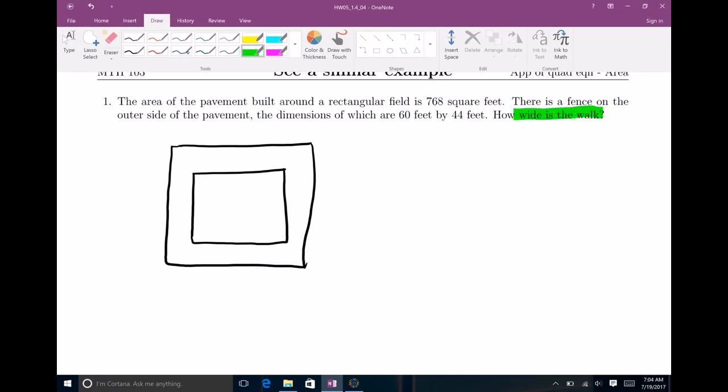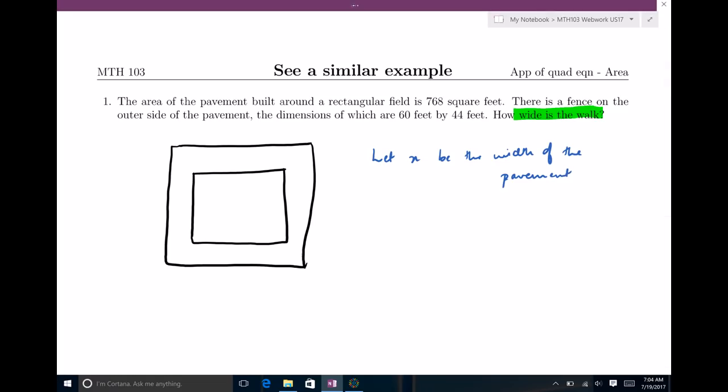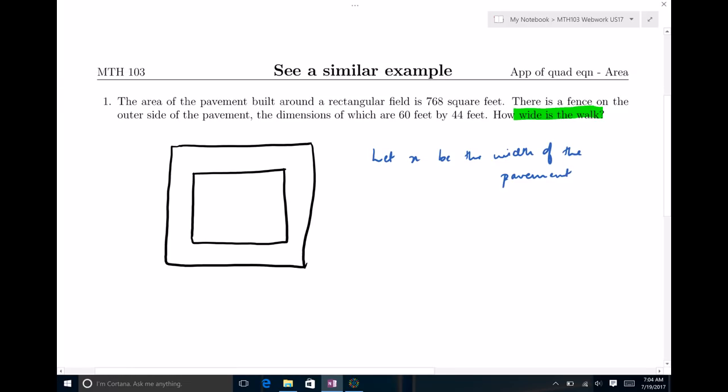And so what I'm going to do is make that my variable. I'm going to say let x be the width of the field. Oh, the width of the pavement, sorry. So I'm going to also label that in my diagram. I'm going to call this x. That means the width everywhere is x, right? The width here is x, the width here is x, and the width here is also x.